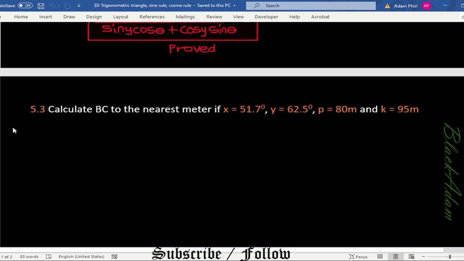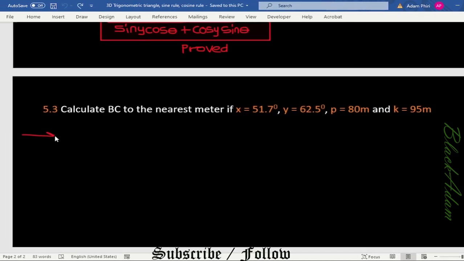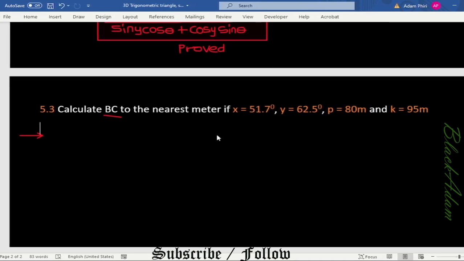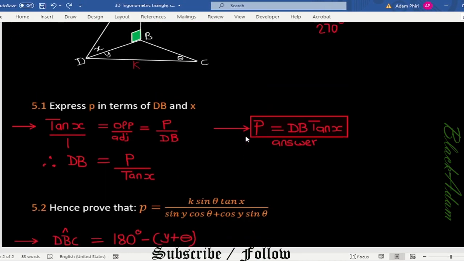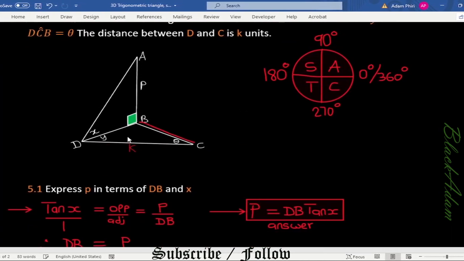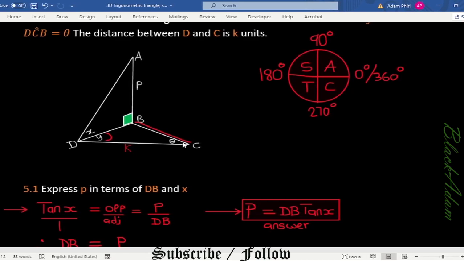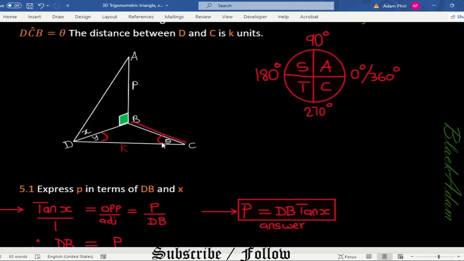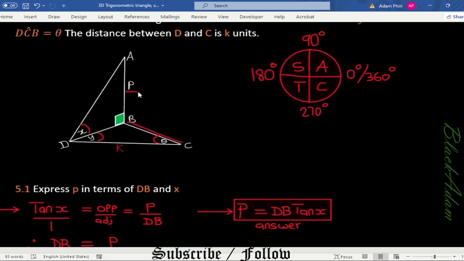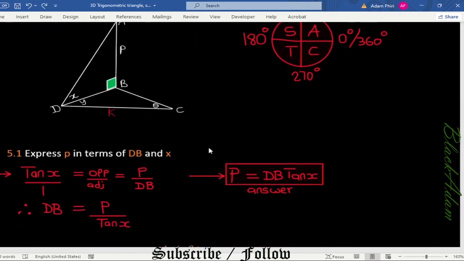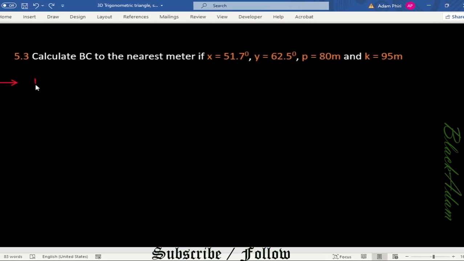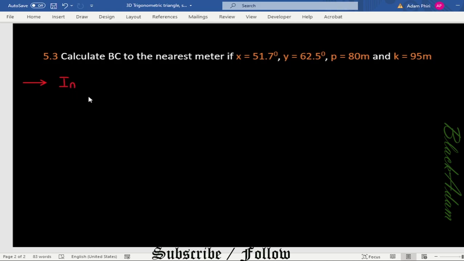Now moving on to the next question. Next question we have BC to the nearest meter if x is equals to 51.7 degrees. So that's what we have there. We have those angles there, and then we have angle BCD, and then angle x we have P. So we should work together. So finding out this BC, we'll need to find BD. So in triangle ABD.